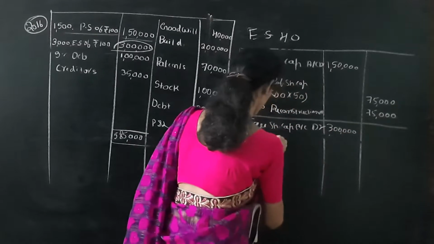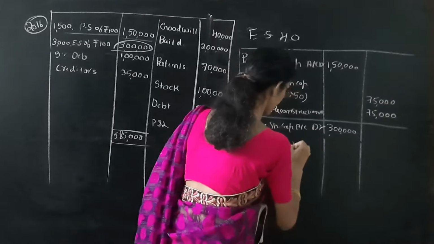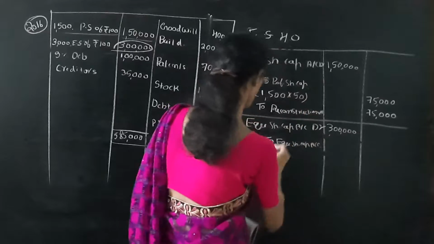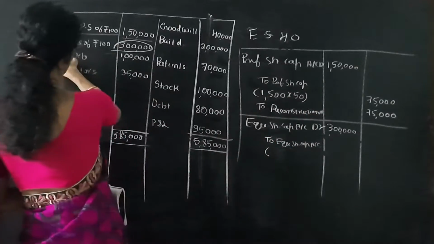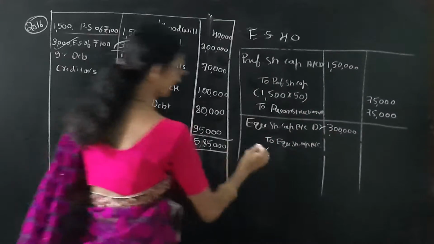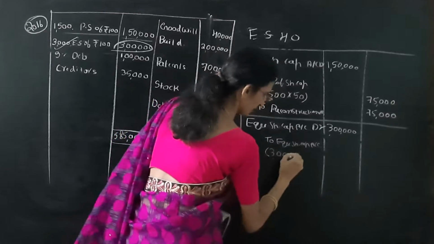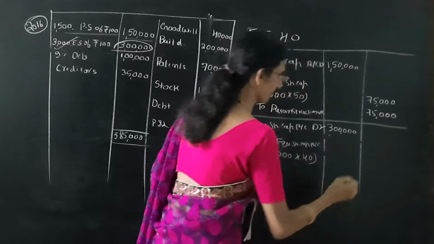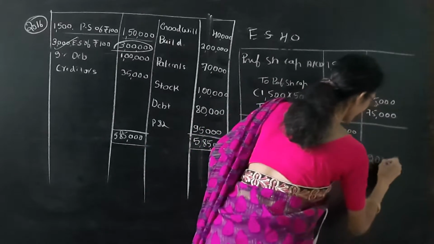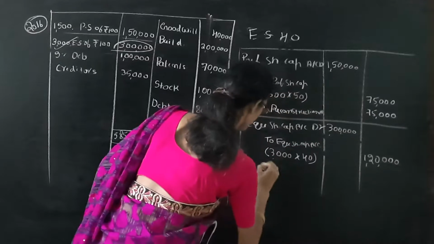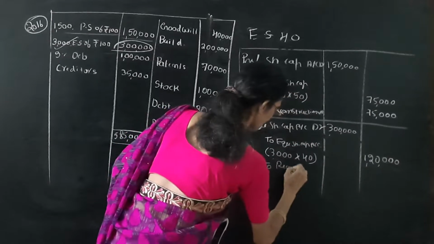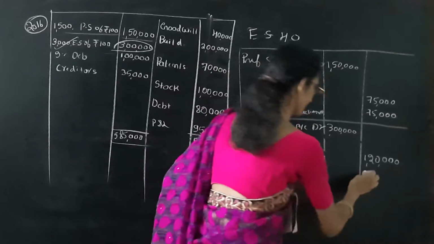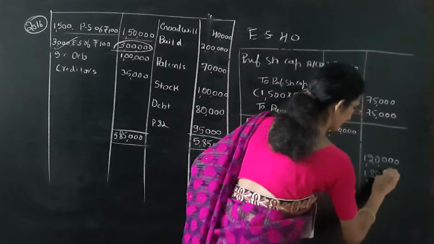It is reduced to, that is to equity share capital account. It is reduced to how much? 40 rupees. Number of shares of equity is given here, it is 3,000. So 3,000 shares, it is reduced to 40. That means 1,20,000. So remaining should be transferred to reconstruction account. That means 1,80,000.